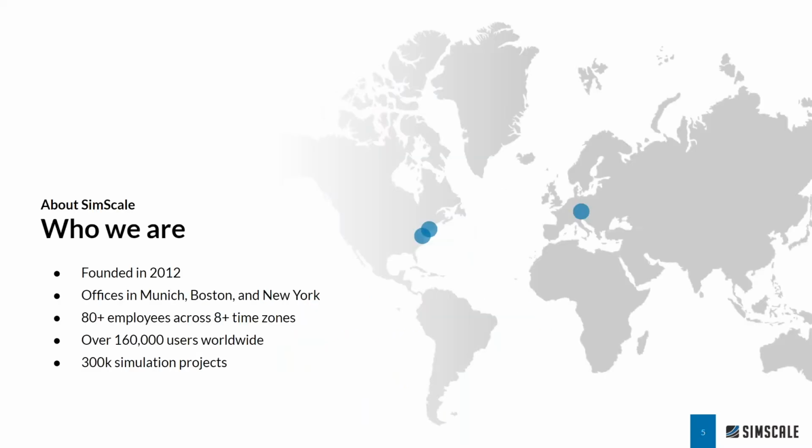So let us talk about who we actually are. We are a SaaS company founded in 2012 in Munich, and SimScale's goal is to empower every engineer to innovate products faster by making high-fidelity engineering simulation truly accessible from everywhere in the world. Our headquarters is in Munich, but we also have offices in Boston as well as New York. We have more than 80 employees across 8 different time zones, and we have over 160,000 users worldwide. And with more than 300,000 simulation projects, we are the go-to platform for engineering simulation.